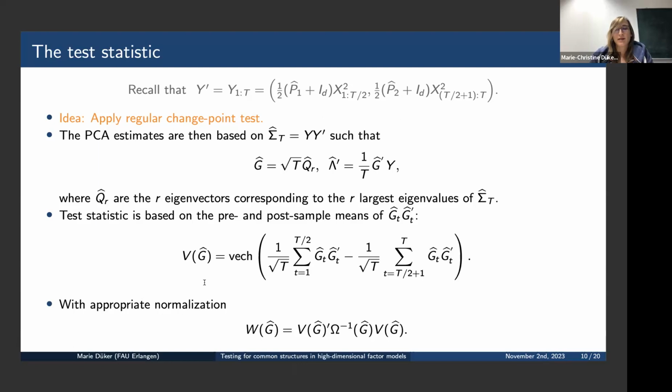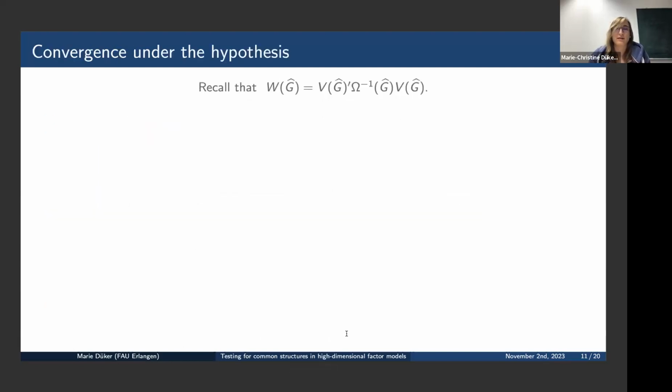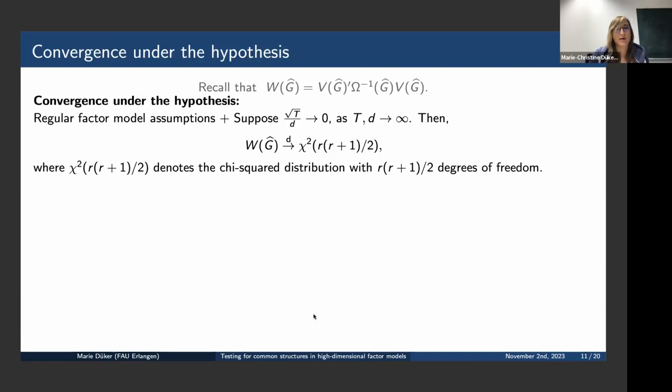And then we can write down our test statistic, which is then a Wald type test statistic. We just use an appropriate normalization for the long run variance matrix. So this long run variance matrix can also be estimated based on our factors and gives us a consistent estimator under certain assumptions. And this omega is actually based on some kernel estimator, but I'm not going to go into more detail on that. The important part here is we have this Wald type test statistic, and we can show that this test statistic converges under the hypothesis.